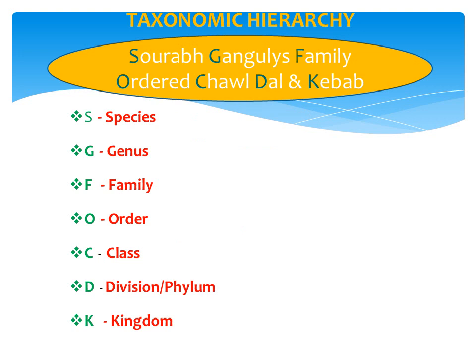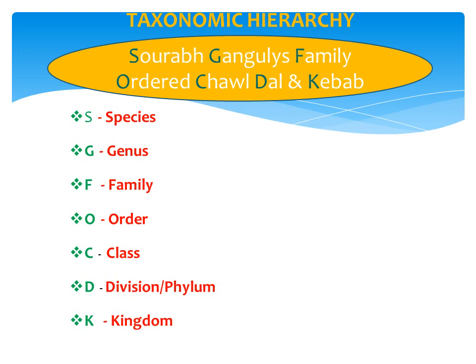Next, we move on to the next trick, taxonomic hierarchy. Now, here there are 7 obligate categories in the taxonomic hierarchy. I've given a very simple trick to remember it. It's: Saurabh Ganguly's family ordered chawal, dal, and kebab. Saurabh Ganguly's family ordered chawal, dal, and kebab.